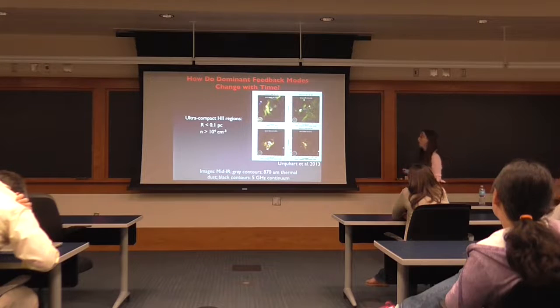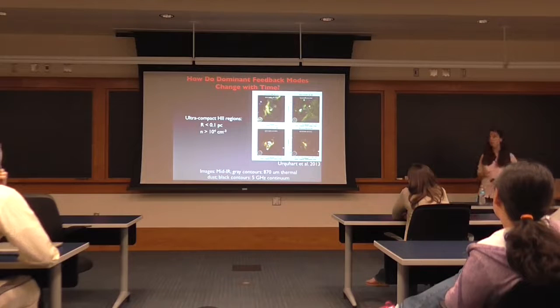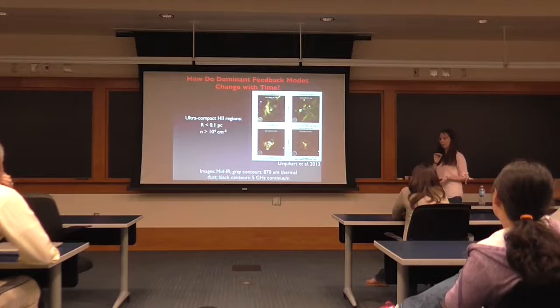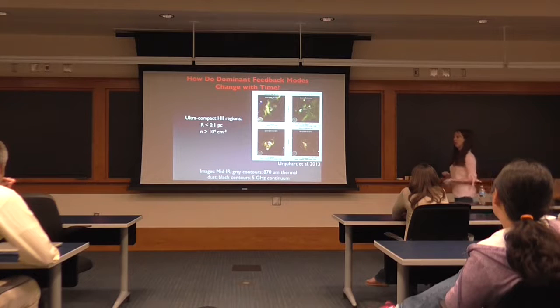And in particular, we decided to look at ultra-compact H2 regions. So for those of you who are not familiar, these are regions that are at the very earliest point, the regions that are produced right as the massive stars turn on. They have radii of less than 1/10 of a parsec, and they have densities of greater than 10 to the 4 particles per cc. Although it sounds really extreme and crazy, they have discovered about 200 of them now in the Milky Way, and we have multi-wavelength observations that we can use to do our analysis.